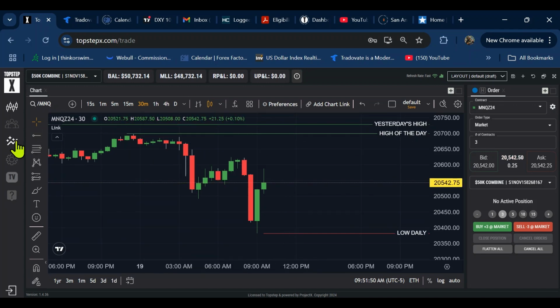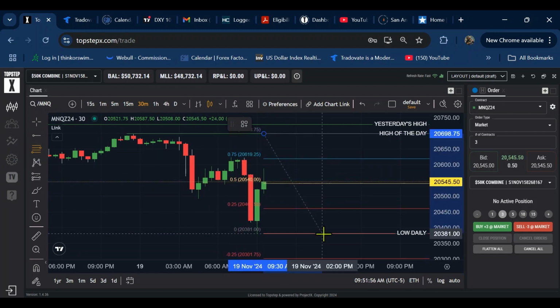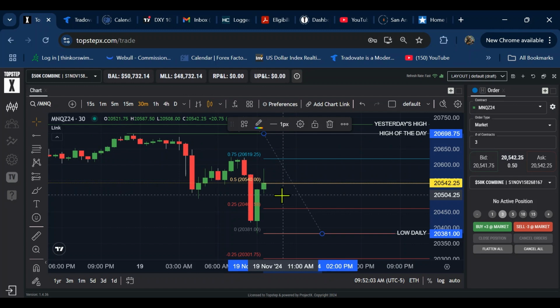You'd want to put a fib on this, and you would want to buy when the price is below the 50% level if you're going to be aiming for that high, or even this high, because once you're above the 50% level, you're buying at a premium.